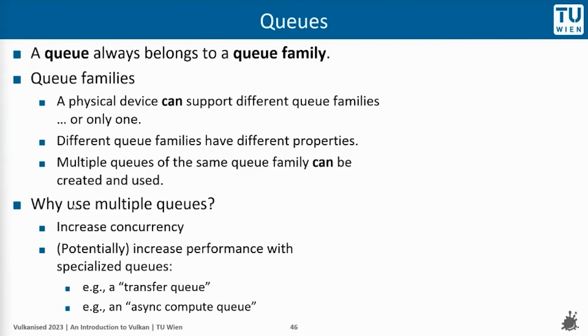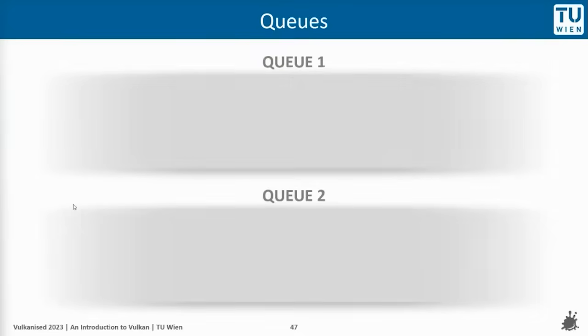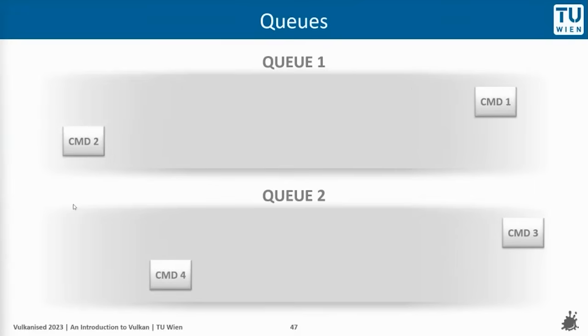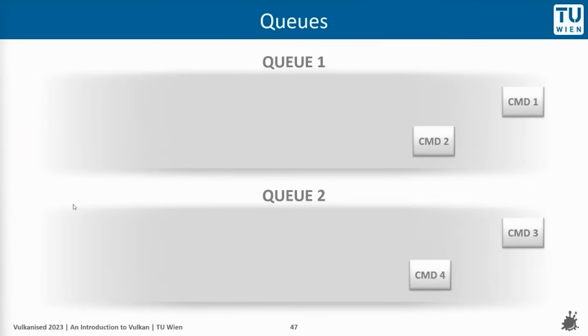And commands can be processed in parallel on different queues. So you can imagine that by using different queues, maybe of different queue families, you can increase the parallelism of your application. Okay.